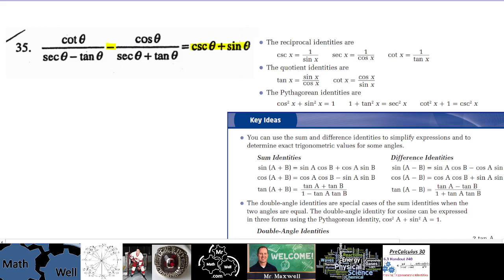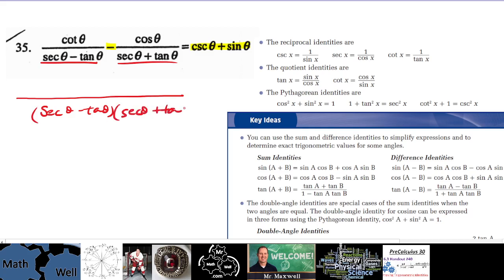especially if you have something really complicated over on the right side, let's try and bring that together. Let's try and squish that down a bit. So we can do that by actually doing the subtraction. So what we'll need to focus on is multiplying to get a common denominator, okay? So I want a common denominator here of this times this, right? Secant theta minus tan theta times secant theta plus tan theta.